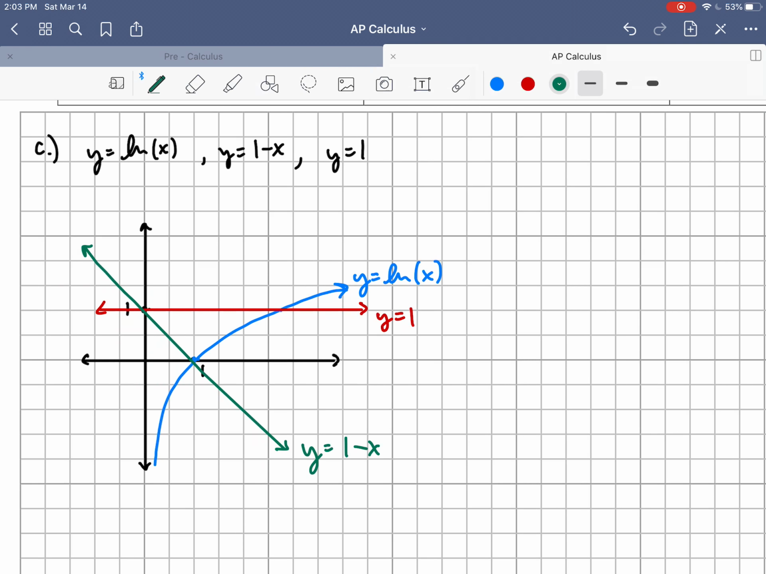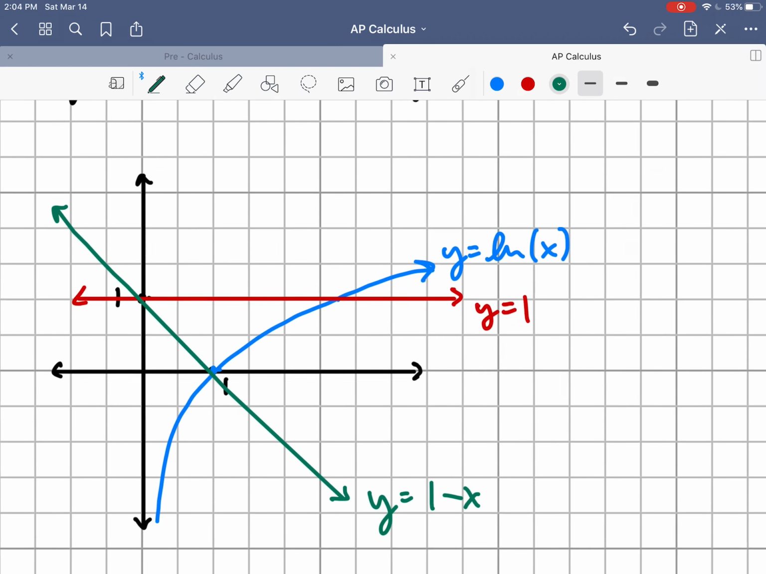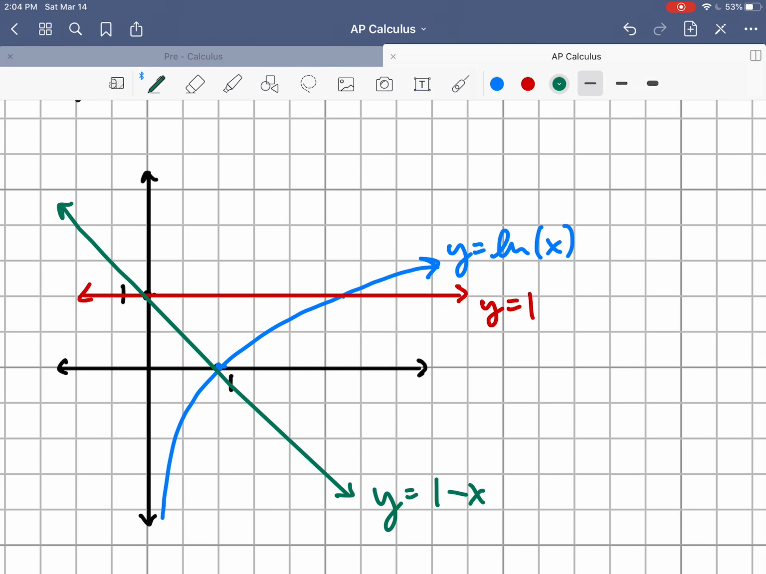Here's our last example. This time it's going to be 3 graphs: natural log of x, 1 minus x, and y equals 1, which I already have graphed. Now before we start setting up the integral, I want you to notice something.